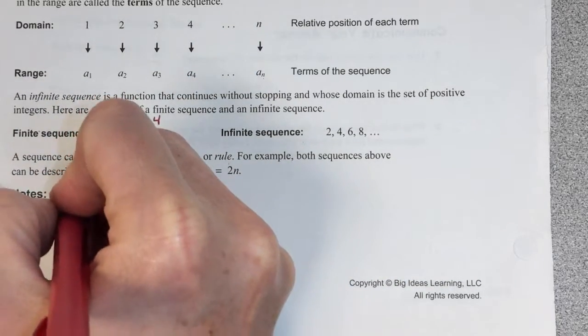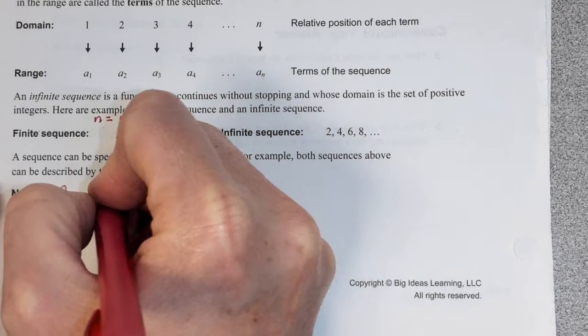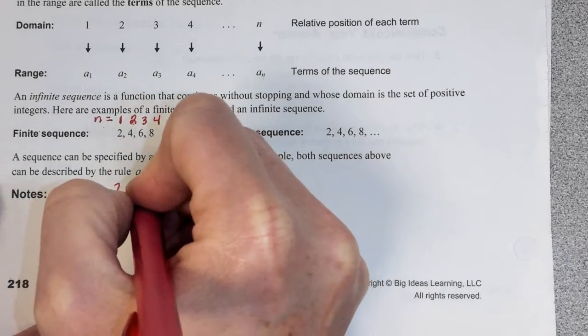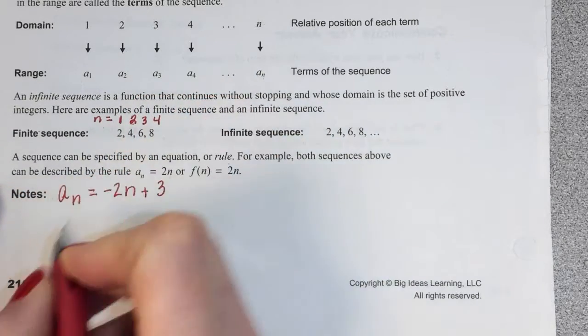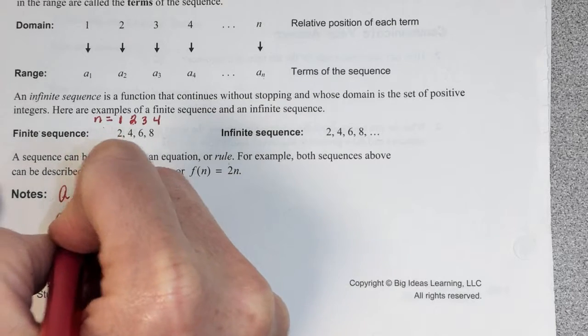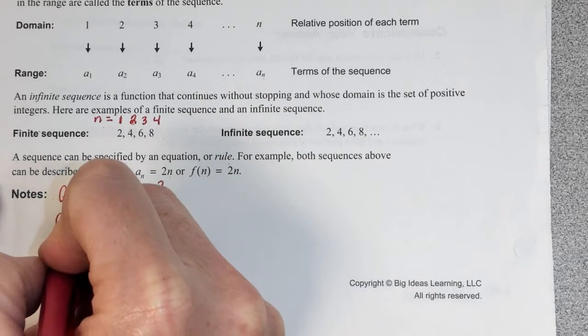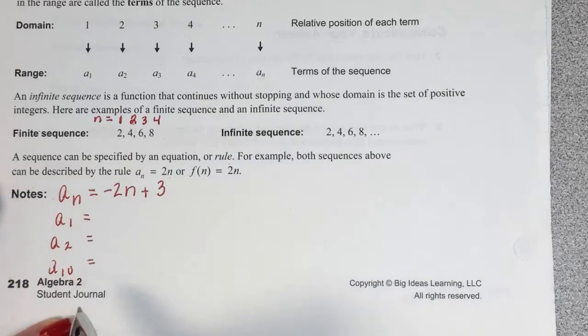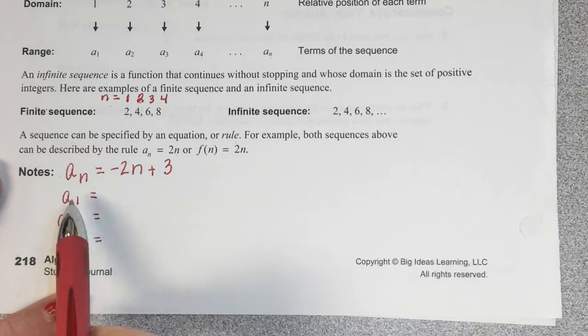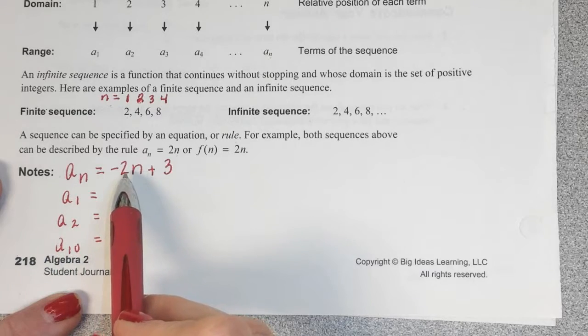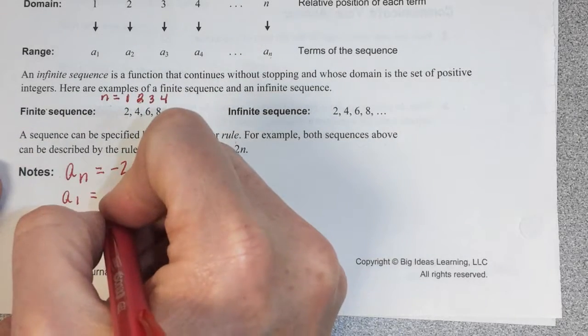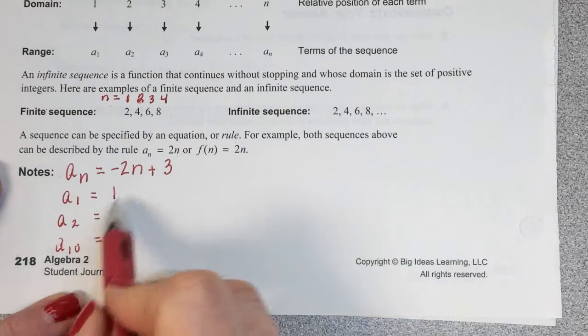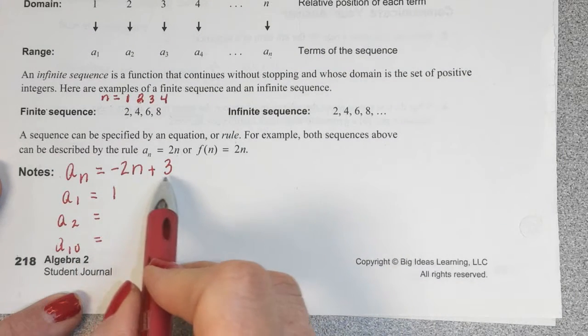So if I give you a sub n equals negative 2n plus 3, we're going to find a sub 1, a sub 2, and a sub 10. So a sub 1 means the first term. So we're going to plug 1 in for n. What do we get? 1. We're going to plug 2 in for n. What do we get?